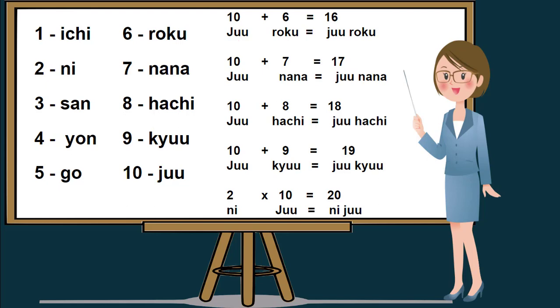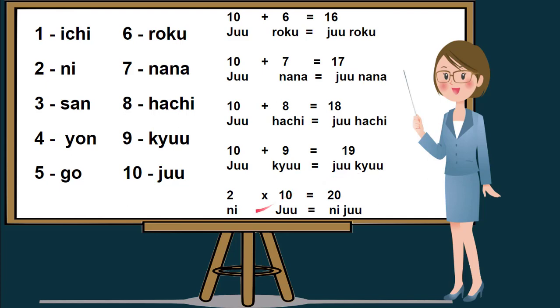16 is from ju, which is 10, combined with lok, which is 6. So 16 is ju lok. For 17 is ju and nana, which is 7. So 17 is ju nana. For 18, again, ju and 8, which is hachi. So 18 is ju hachi. For 19, ju and 9 is q. So 19 is ju q.